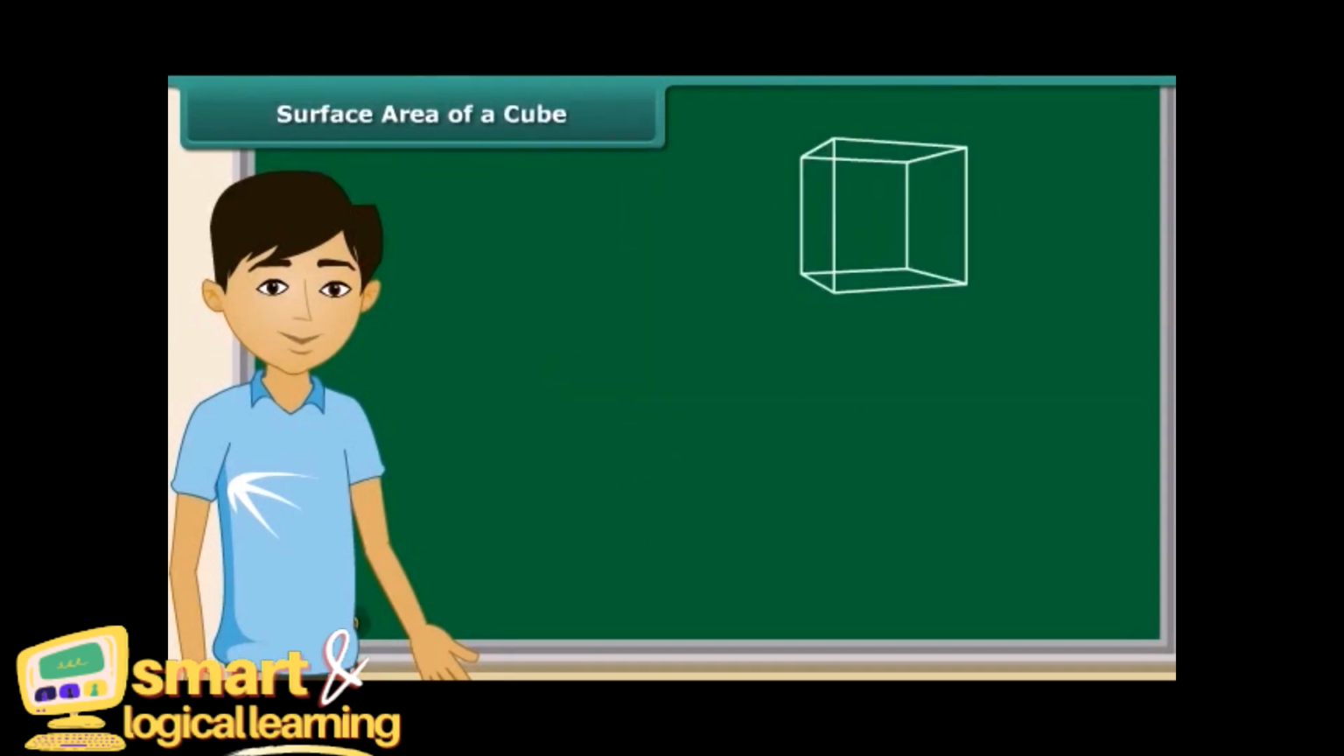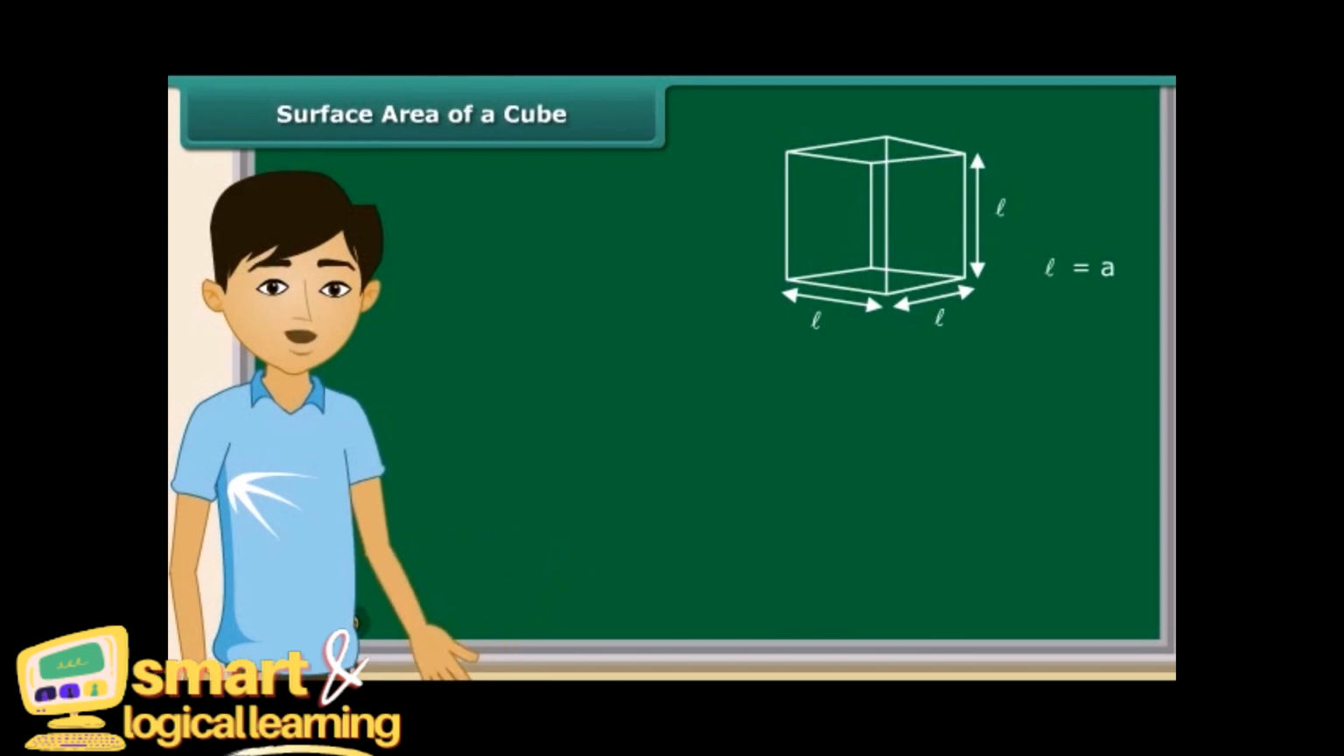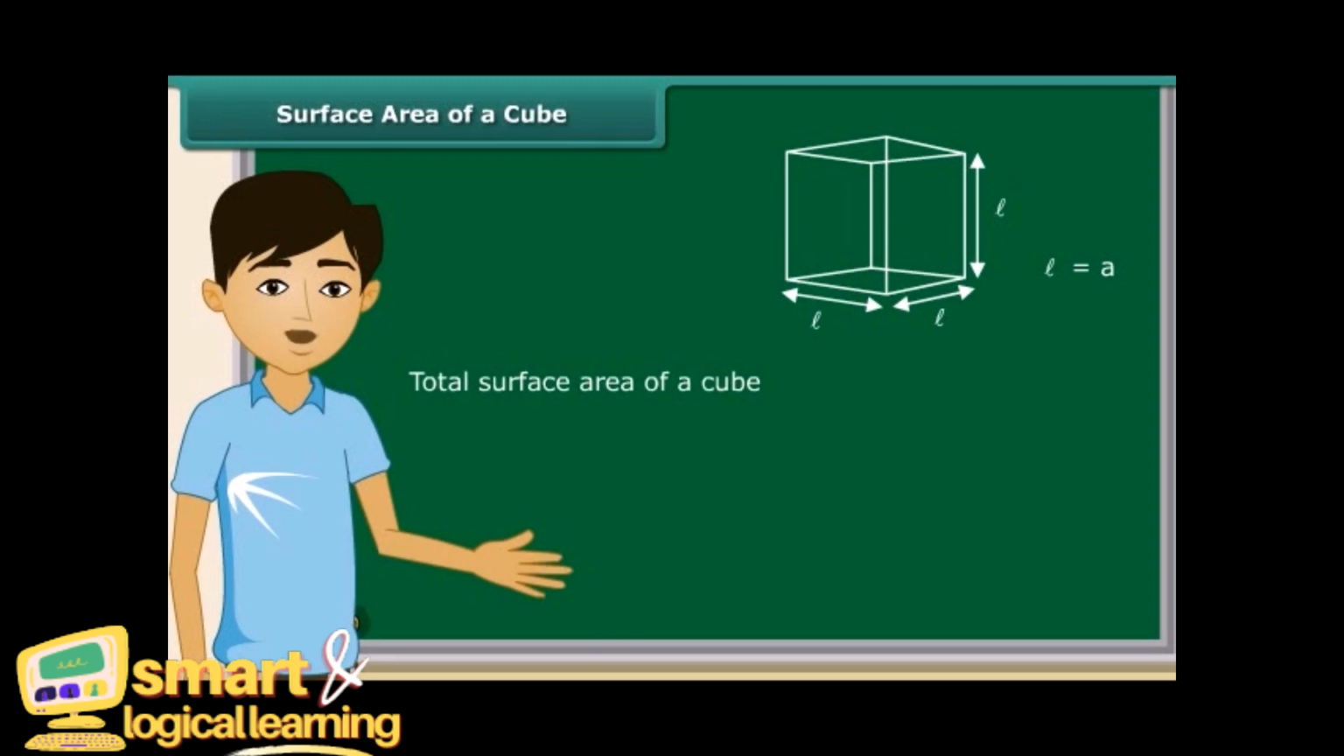Look at this cube. It is easy to see that the cube has 6 sides and each side is a square. Now to derive the formula of the surface area of a cube, let the length of one side be a. Since there are 6 sides, the total surface area is a square plus a square, six times, which is equal to 6a square.